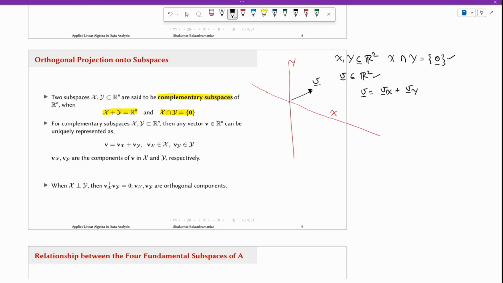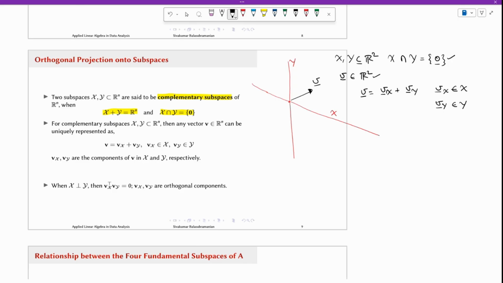Okay? Vx and Vy will be vectors. Here, this vector Vx will belong to the subspace X. This vector Vy will belong to the subspace Y. And if you add these two vectors, you will get V. Okay?